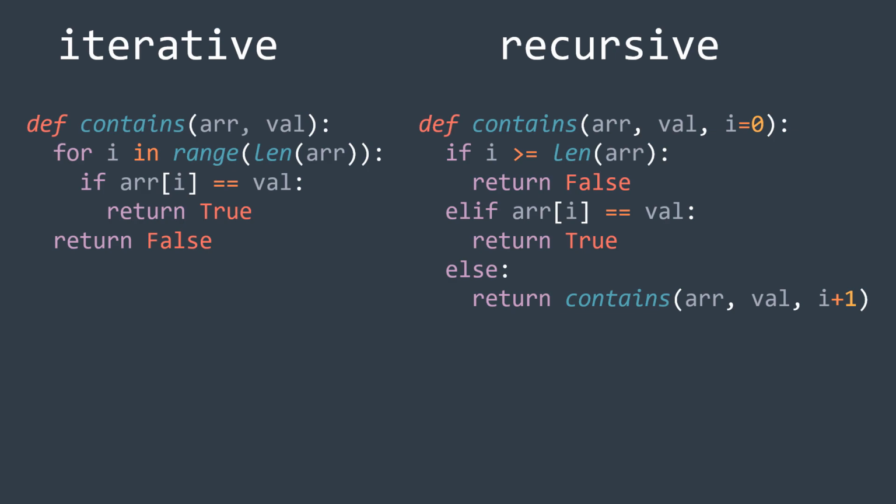Oh, and by the way, when transforming an iterative function to a recursive one, we get a tail recursive function. We will talk about that in the chapter about tail recursion. See you in the next video.